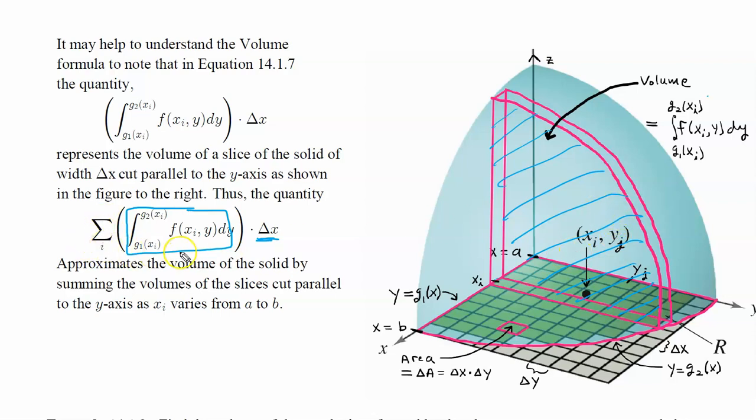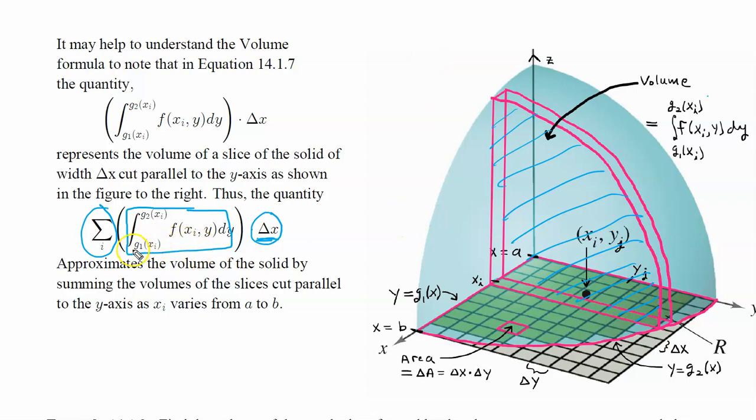And then you sum up the volume of those slabs, and you get an approximation to the volume underneath the surface z equals f of x comma y. And when you take the limit as the number of partitions on the x-axis goes to infinity, this turns into an integral, this turns into a dx, and the x goes from a to b, and you end up with the result that we had up here previously.